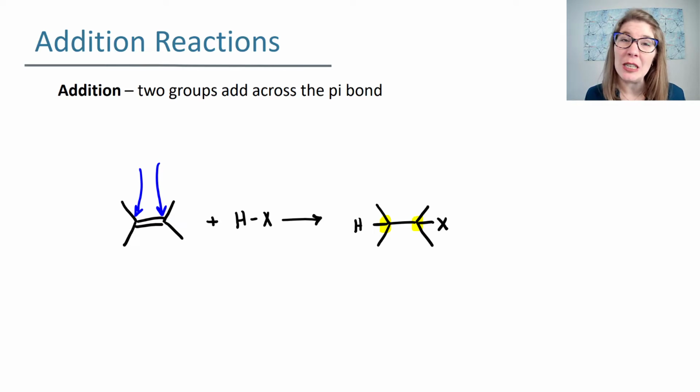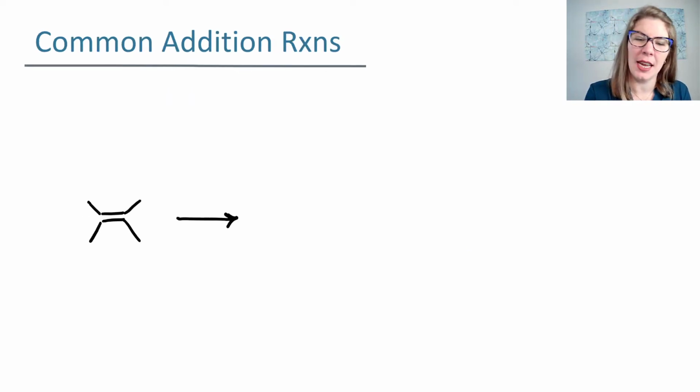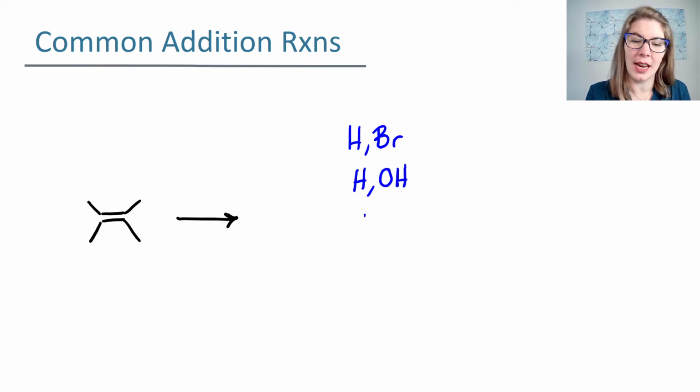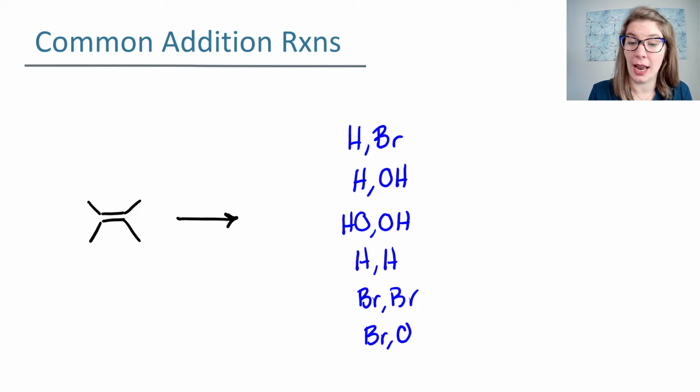Now, do they really have to be two different groups? No. Let's look at the variety of groups that can add. So the types of things that can add across the pi bond include a hydrogen and a halogen. We could have a hydrogen and an OH. We can have two OHs add across the pi bond. We could have a hydrogen and a hydrogen. We could have two halogens add, and we can also have a halogen and an OH add.